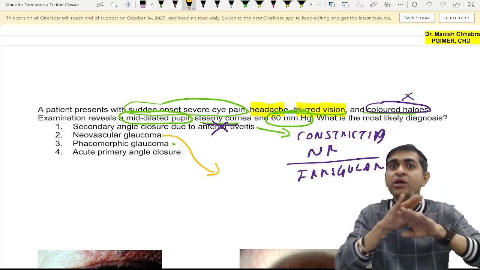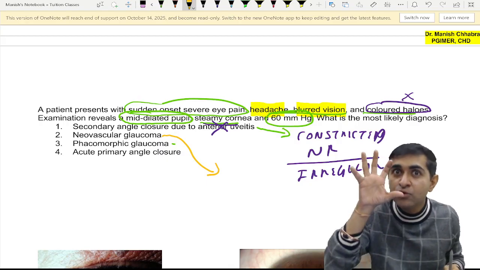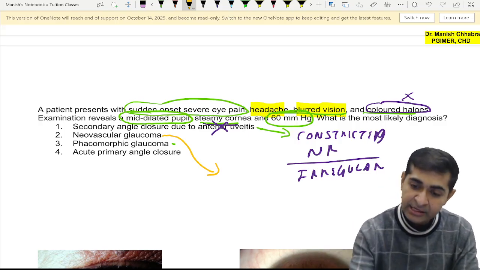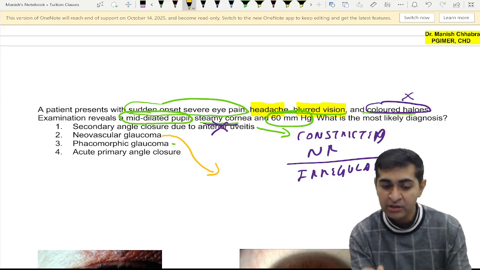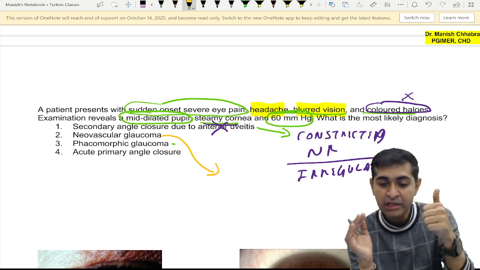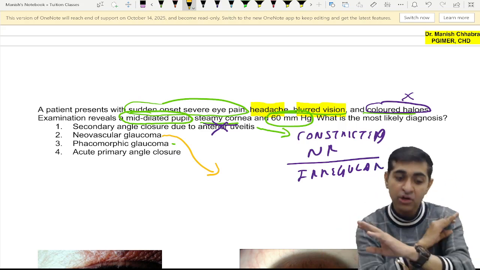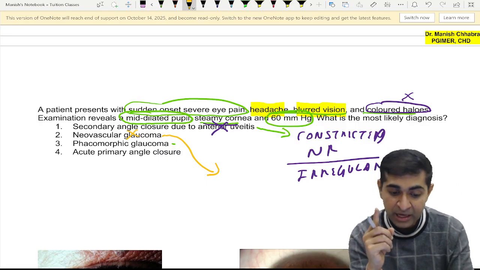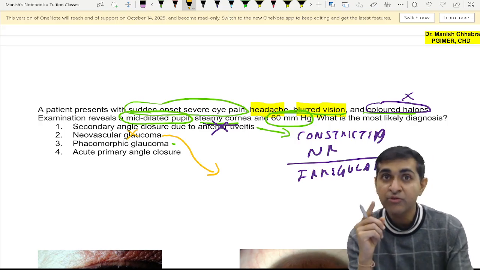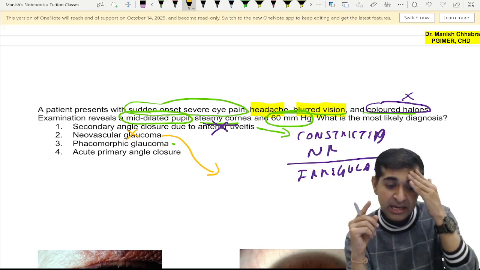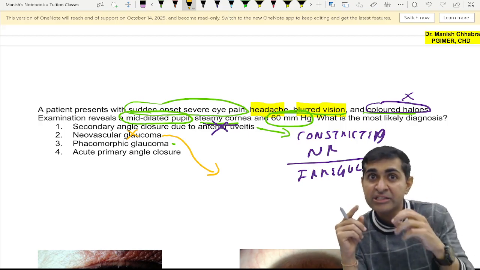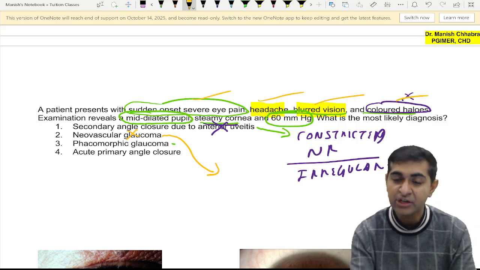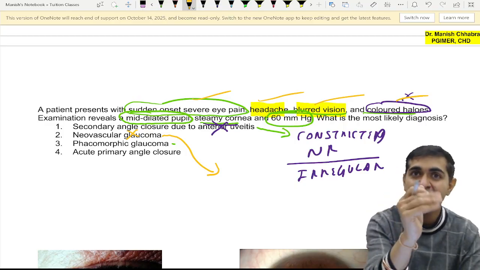So there is a fibrovascular membrane which is formed, and this fibrovascular membrane contracts, collapsing the angle of the anterior chamber, right? Based on the sudden onset, severe eye pain, headache, blurred vision, and colored halos, they are not at all associated with neovascular glaucoma. Of course, the pressure may be high, but the pupil will be mid-dilated or dilated. Yes, of course, that is also there. But steamy cornea can also be there. But the other features, sudden onset severe pain, headache, blurred vision, colored halos, eliminate neovascular glaucoma.